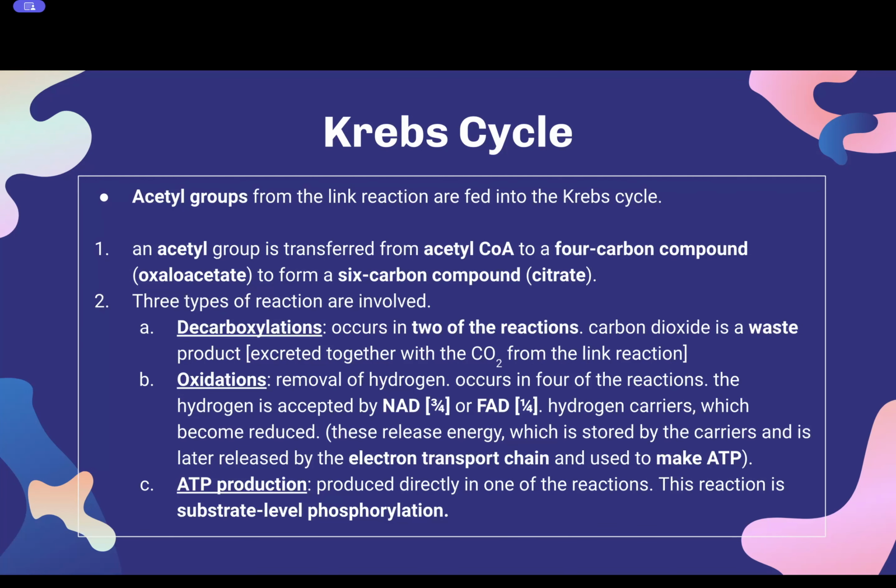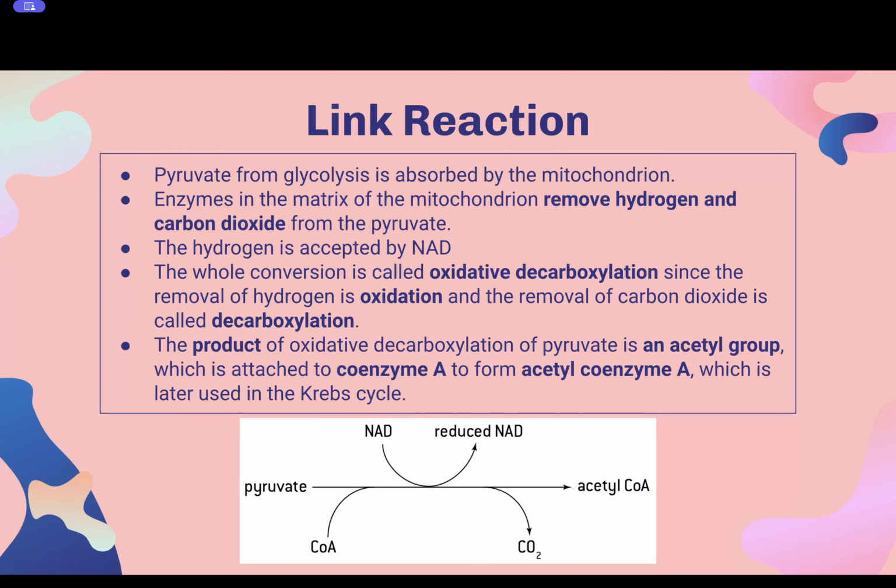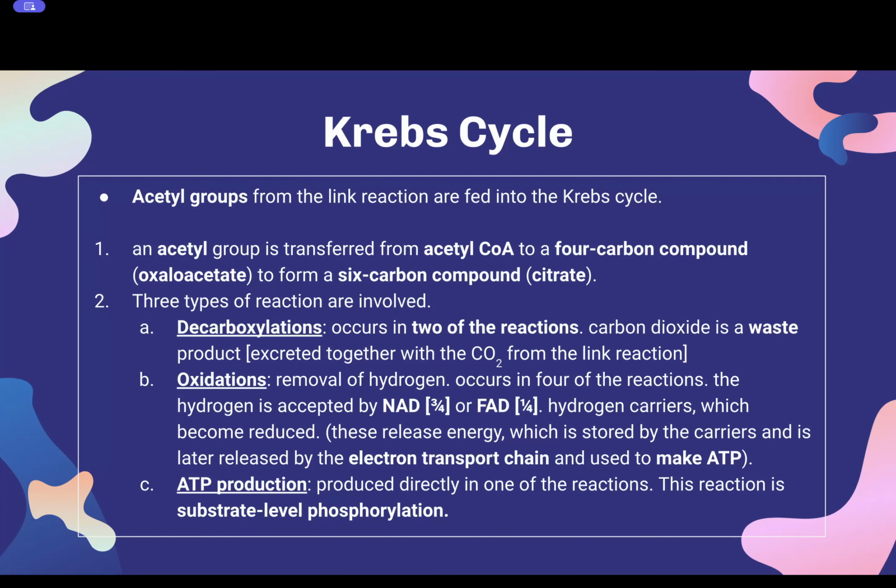The next one is everyone's favorite, the Krebs cycle. So, obviously, we talked about how acetyl-CoA is created. Those acetyl groups from the link reaction are fed into the Krebs cycle. So, an acetyl group is transferred from acetyl-CoA to a 4-carbon compound, which is called oxaloacetate, to form a 6-carbon compound, or citrate.